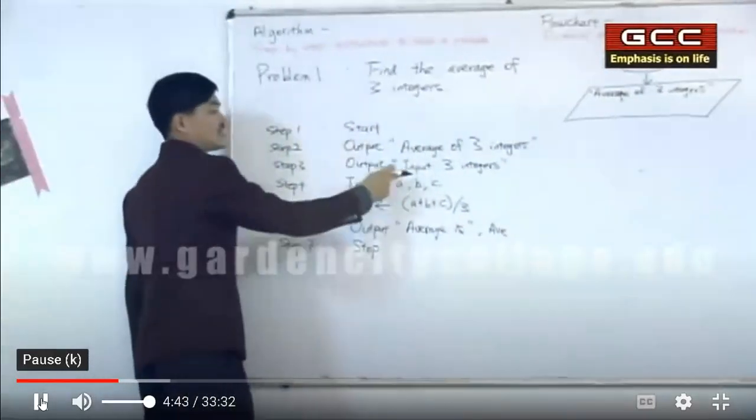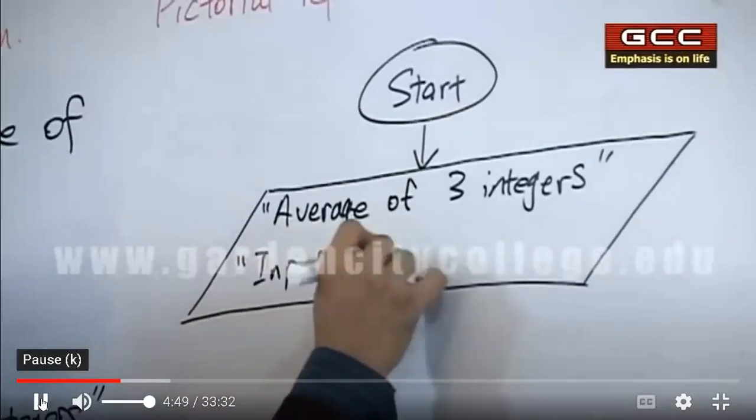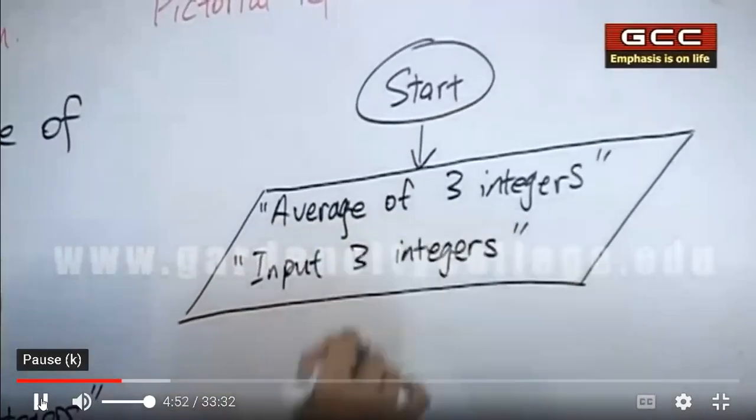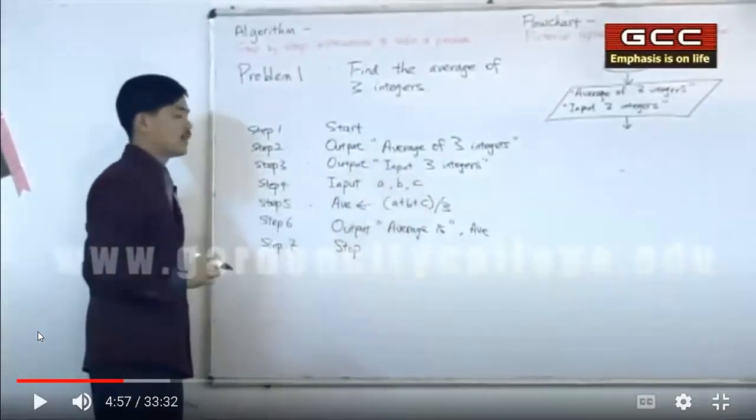Now we also need to output another statement, so I can put them in the same box. After this is done, the next step in step 4 is that. The parallelogram is used for input and output, right? So this particular shape is used for input and output. Now this one right here is output average of 3 integers, so they put it right here. And output again, input 3 integers, so you put 3 integers right here.